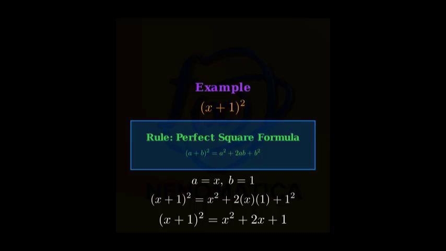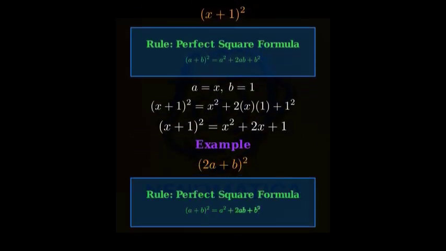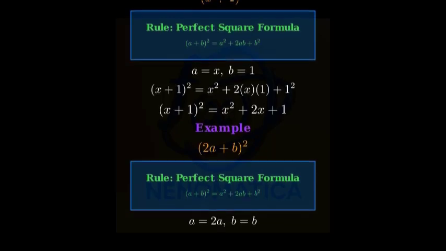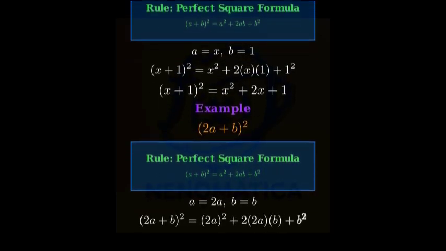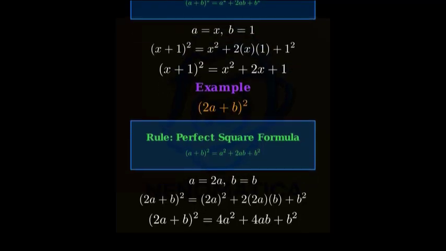Let's look at our second example, (2a + b)². Here, the first term is 2a, and the second term is just b. Applying our formula, a² is (2a)², which is 4a², 2ab is 2 times 2a times b, which is 4ab, and b² remains b². Therefore, (2a + b)² equals 4a² + 4ab + b².